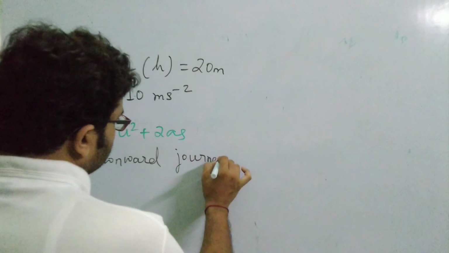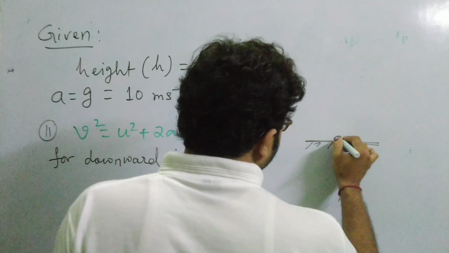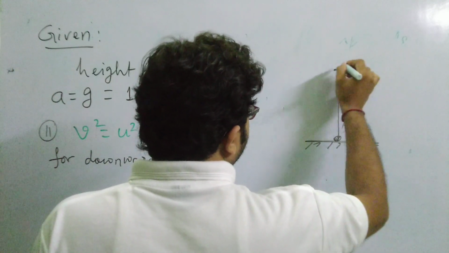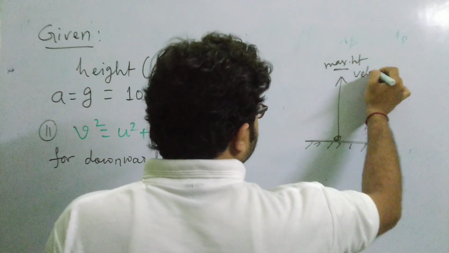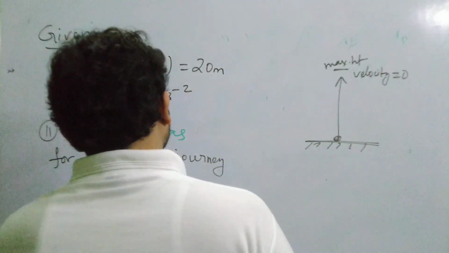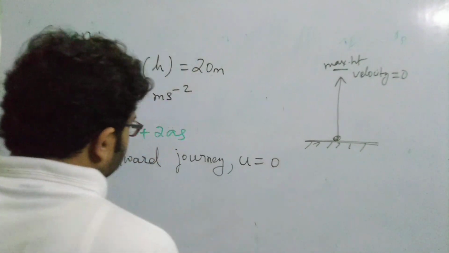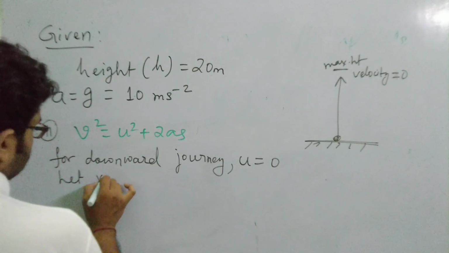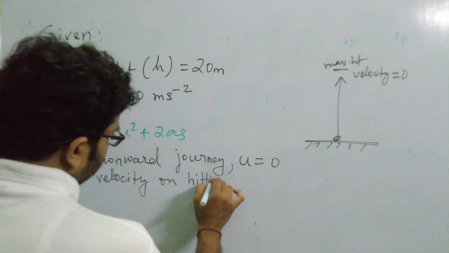Say a ball has been thrown from the ground, from here. When it goes up, it reaches the maximum height here, and the velocity becomes zero here, isn't it? At the highest point, the velocity becomes zero. So during the downward journey, if we consider this to be an initial point once again, we can consider that for the downward journey u is 0. And we have to find the final velocity. So let the velocity on hitting the ground be v.